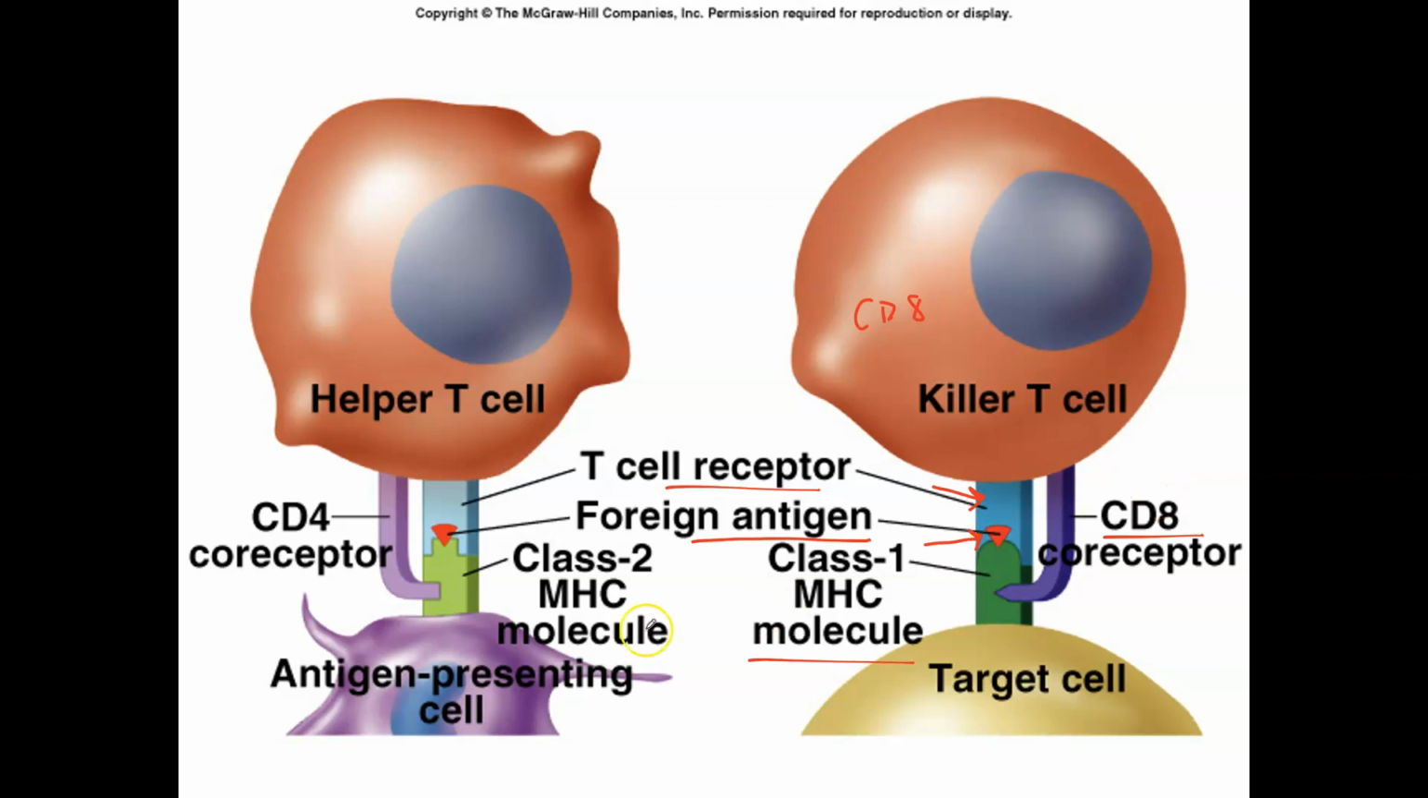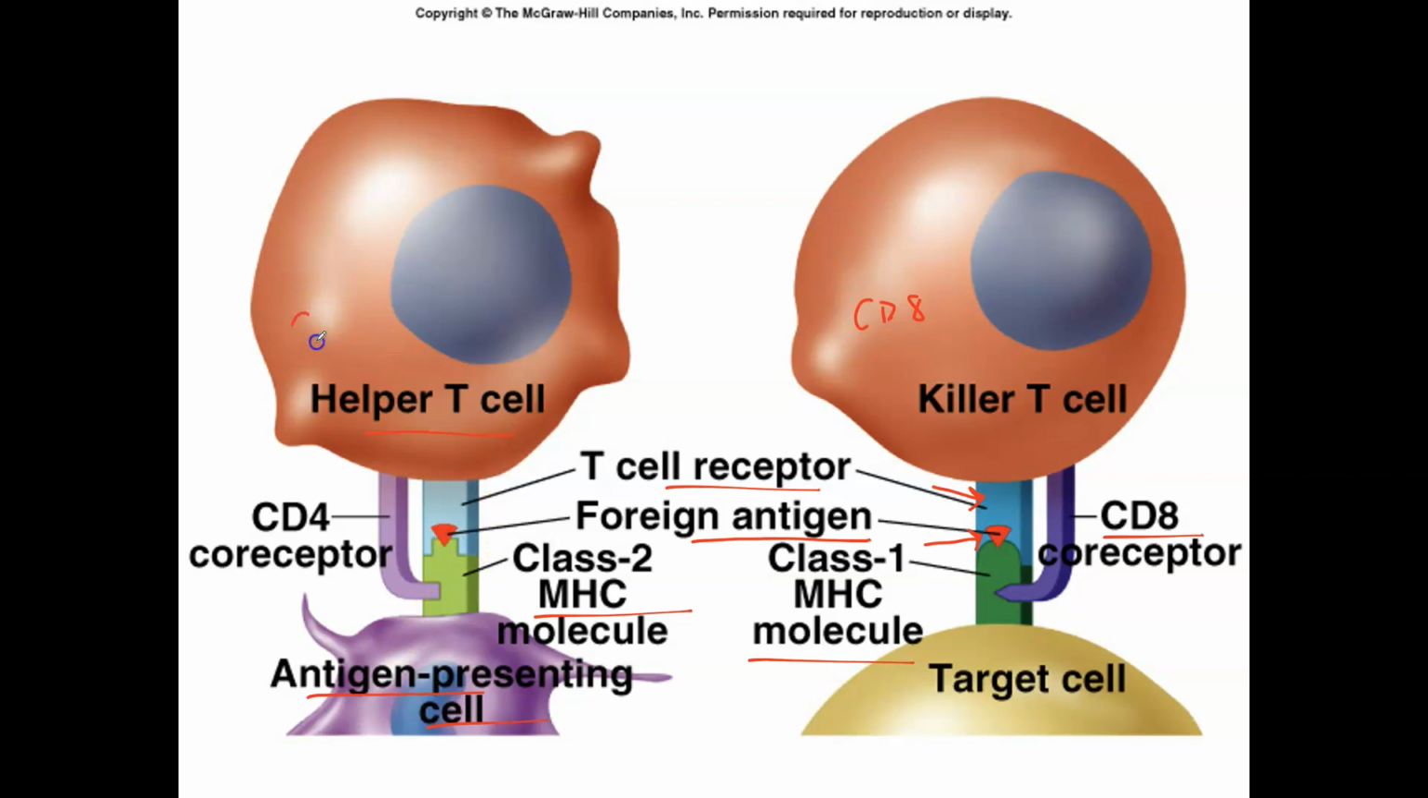The other classification is the class 2 MHCs. They're located primarily on antigen-presenting cells. They're also found on B lymphocytes and even other types of macrophages and dendritic type cells. Essentially anything that can present antigen to a helper T cell. So immune system cells oftentimes engulf the viral antigens. They are digested and then presented to the helper T cells.